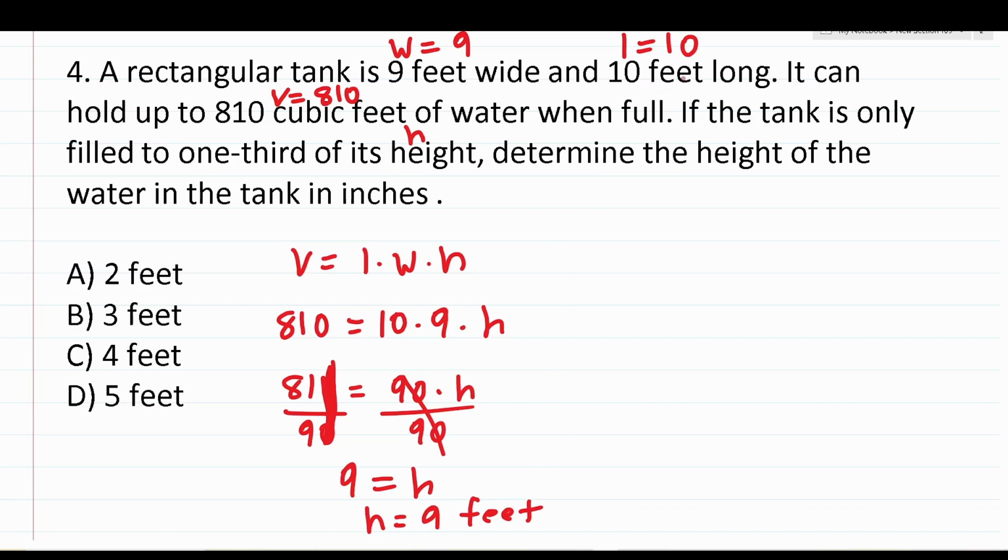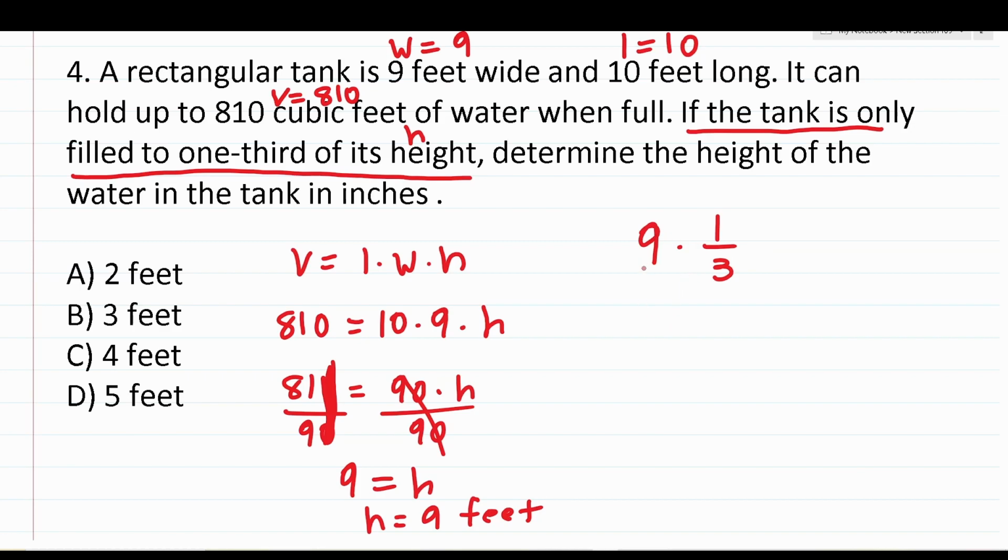Well, in this case, it says right here, if the tank is only filled to 1/3 of its height, determine the height of the water in the tank in inches. Well, if it's full, it's 9 feet high. So we'll take 9 and we'll multiply that by 1/3 to determine its height when it's only filled to 1/3 of its height. This is actually very easy to do. Again, we're multiplying a whole number by a fraction.